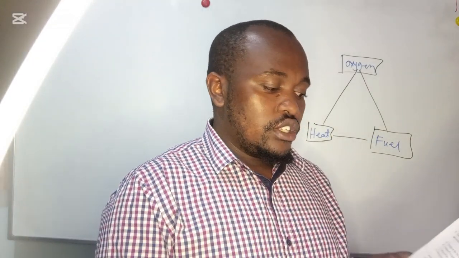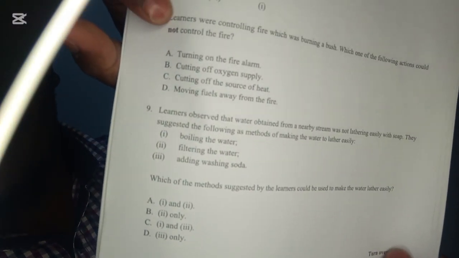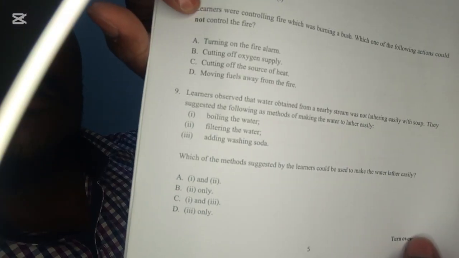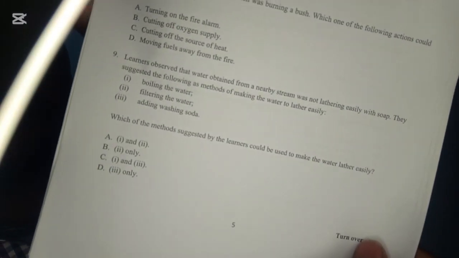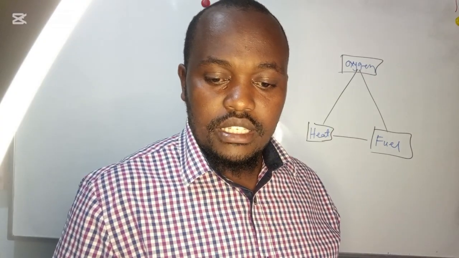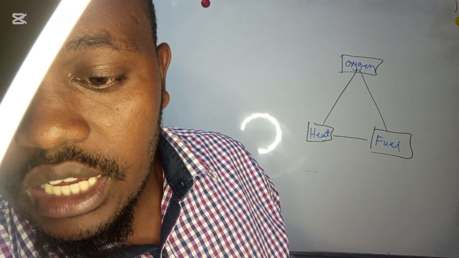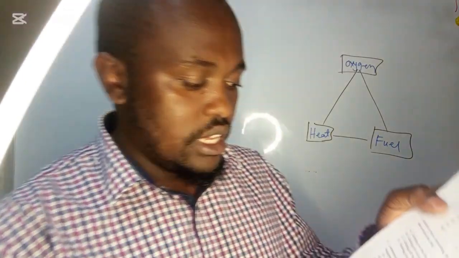One way is boiling. So, option A is correct, boiling. So you need to boil water. The other one, you are told to filter. When you filter, you only remove solid particles. You are not able to remove dissolved elements like calcium and magnesium. However, adding washing soda will combine with the calcium and magnesium elements and will remove them, now making water to lather easily. So the correct answer was 1 and 3. Roman 1 and 3, which is C.